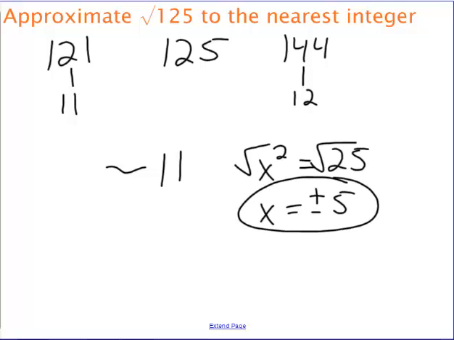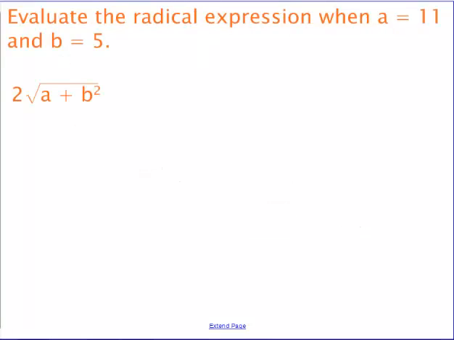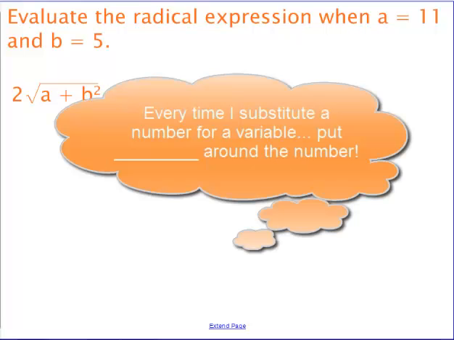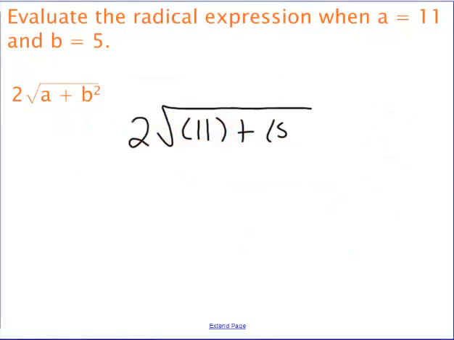When we look at some evaluating expressions and we look at some approximating for certain values, we usually just assume it to be positive. Big key there. Here would be where you would see that again. If I evaluate the radical expression when a equals 11 and b equals 5, again, we should be thinking to use substitution here. I rewrite the problem exactly as I see it. Every time I substitute, what do I have to put around that number? And then I'm going to just work it out using the order of operations and different things like that.